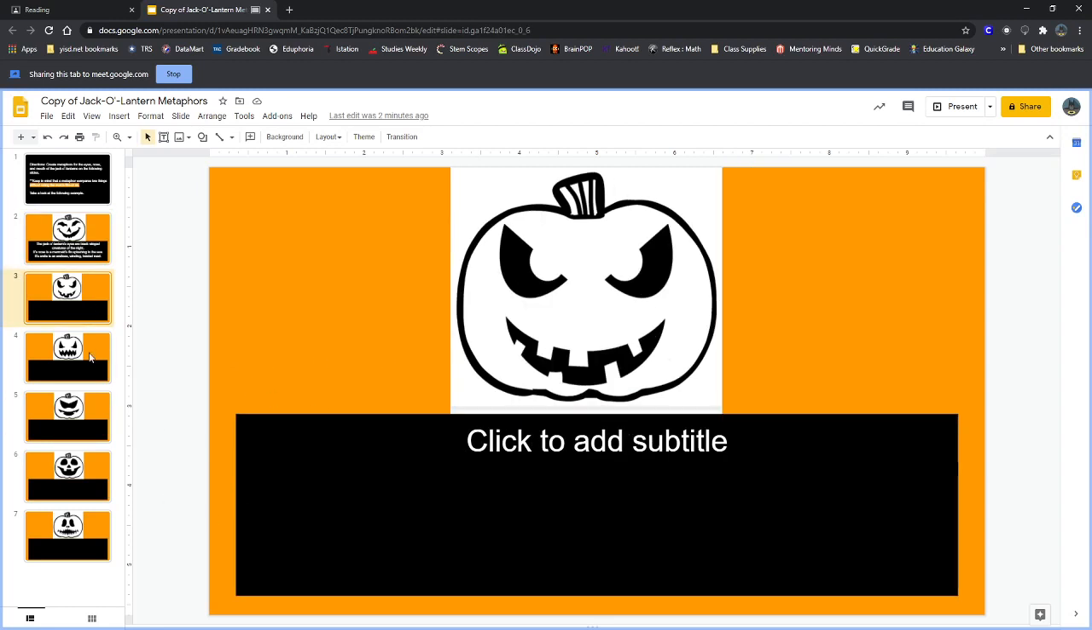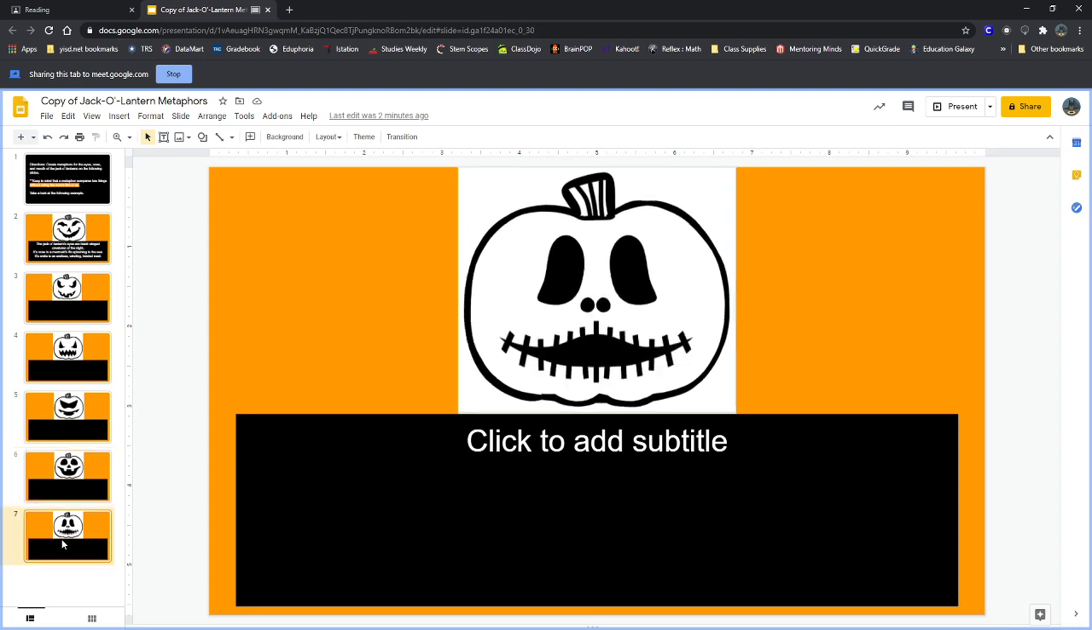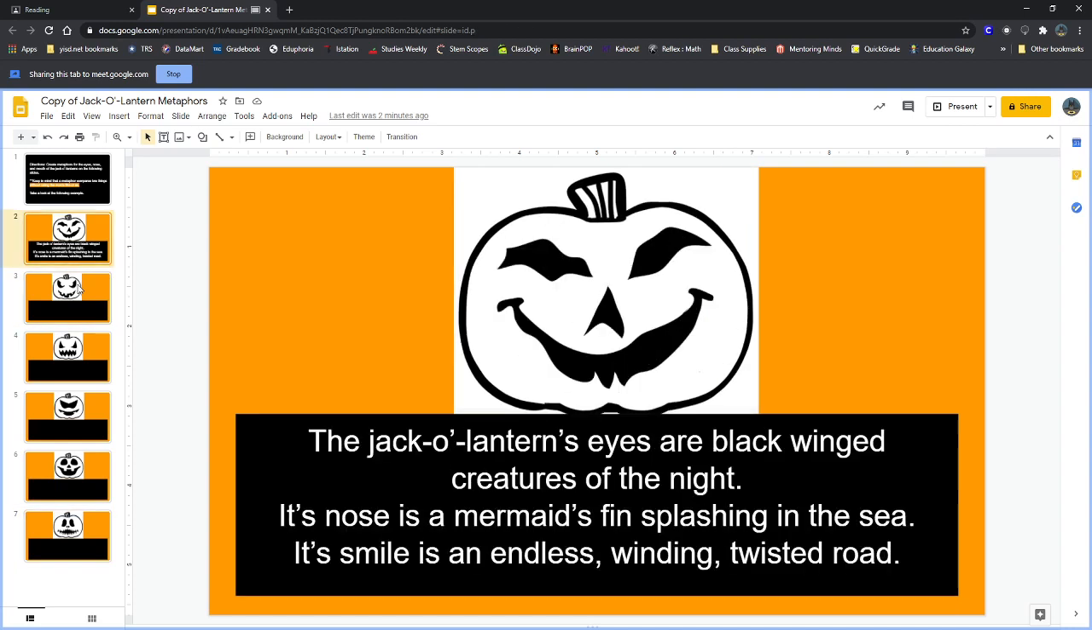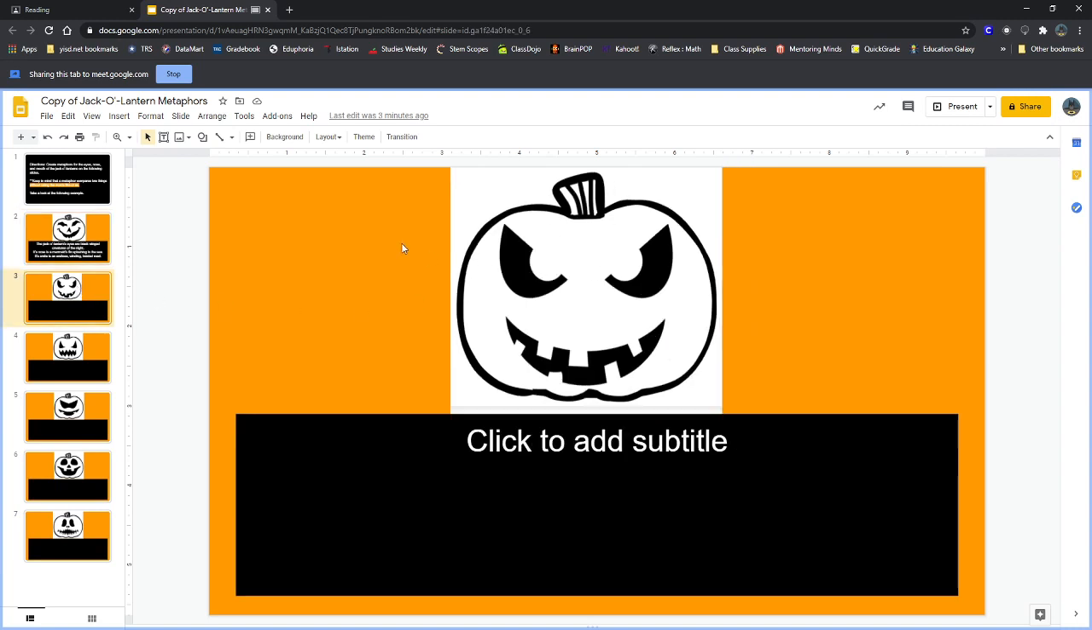The next one, we're on slide 3, we're going to do that together. And then the last 4, you're going to do on your own. Okay? So we're going to do one as practice. They did one for us as an example. We're going to do the next one as practice together. So here's our practice jack-o'-lantern. We want to use one simile for the eyes, one simile for the nose, and one simile for the mouth.